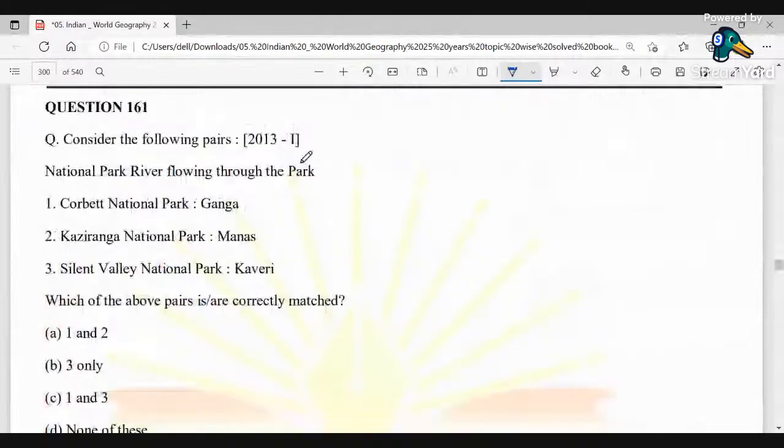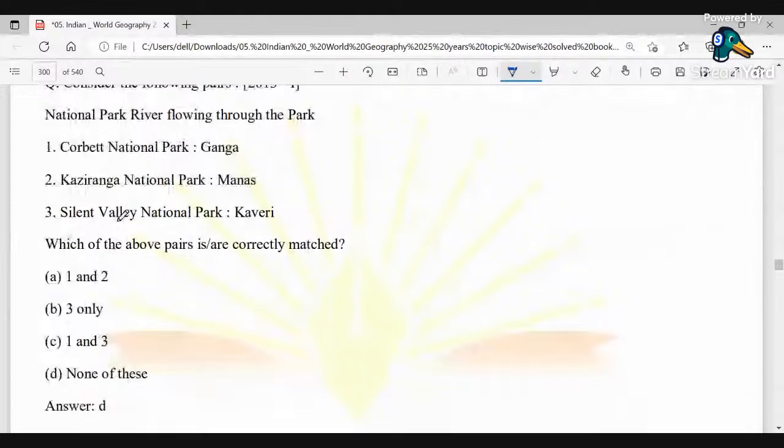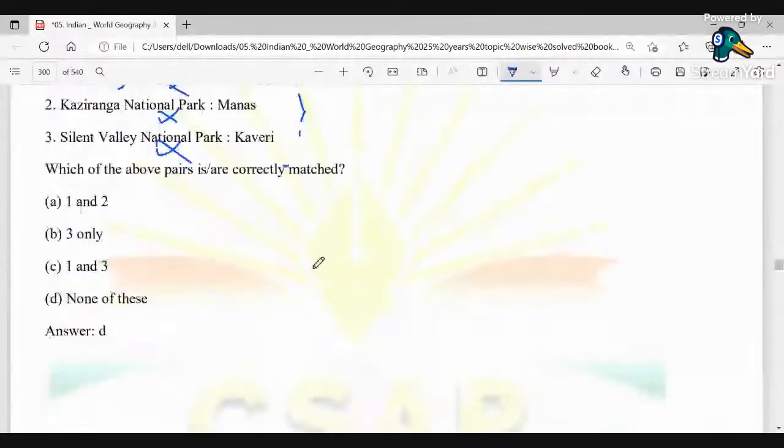Then consider the following pairs. National Park and rivers that flow through the park. So here we could see the correct option is D. None of the options are correct. Okay. Because Gangotri does not have Ganga here, Kaziranga National Park does not have Manas, and Silent Valley National Park does not have Kaveri. So therefore we have to remember about the flows of these respective rivers.